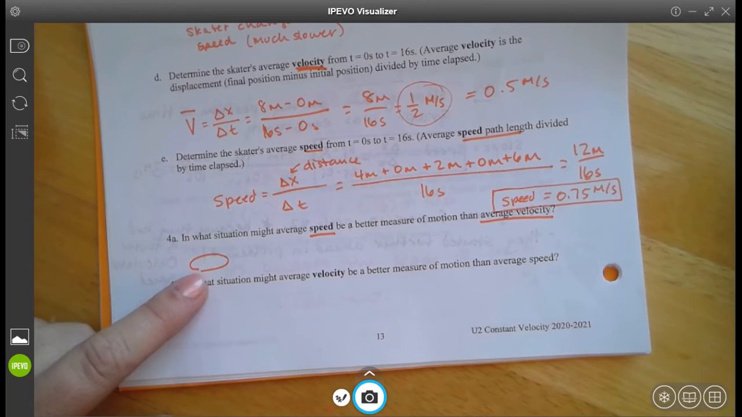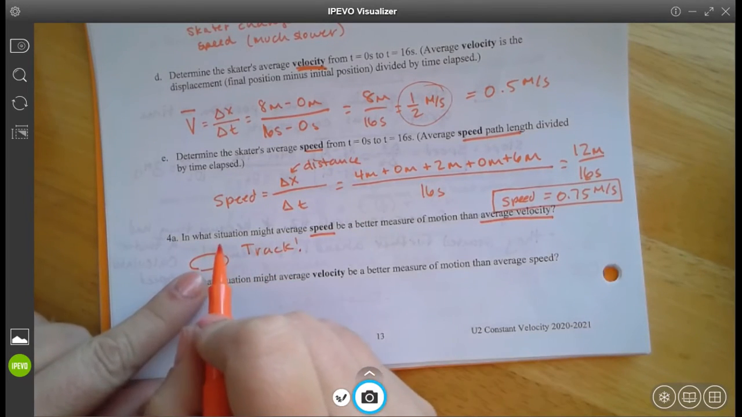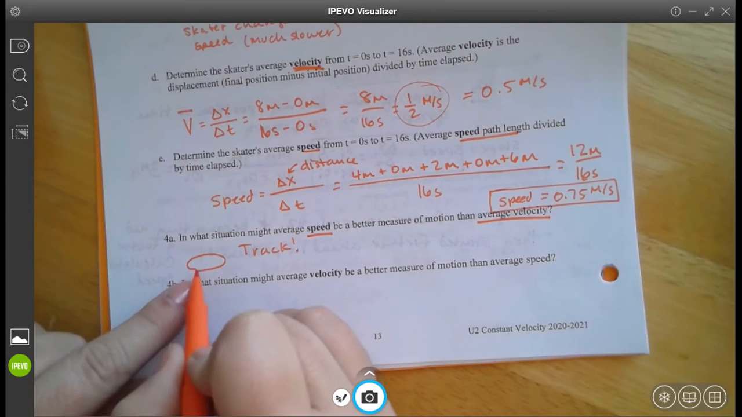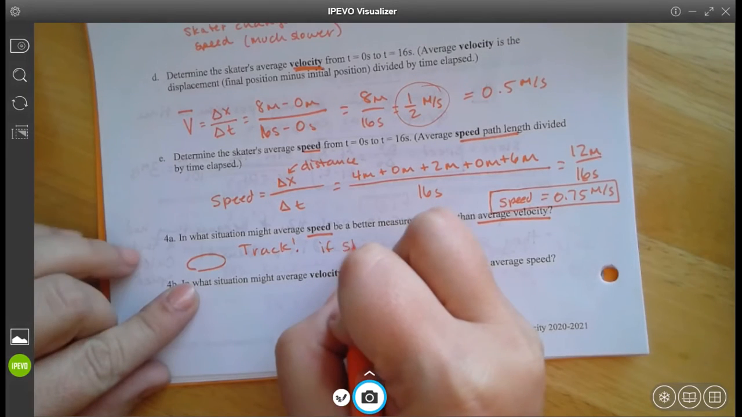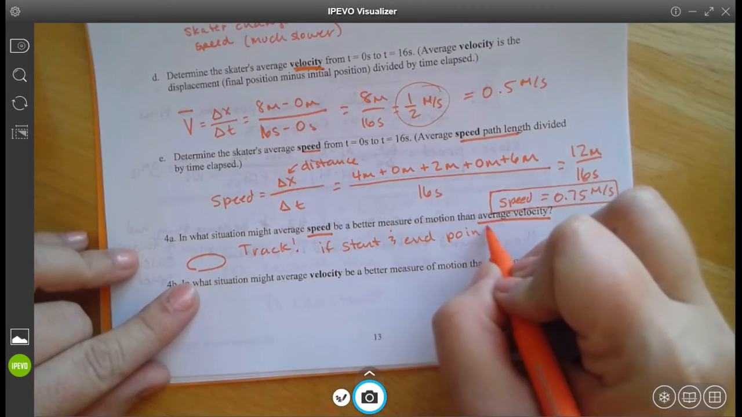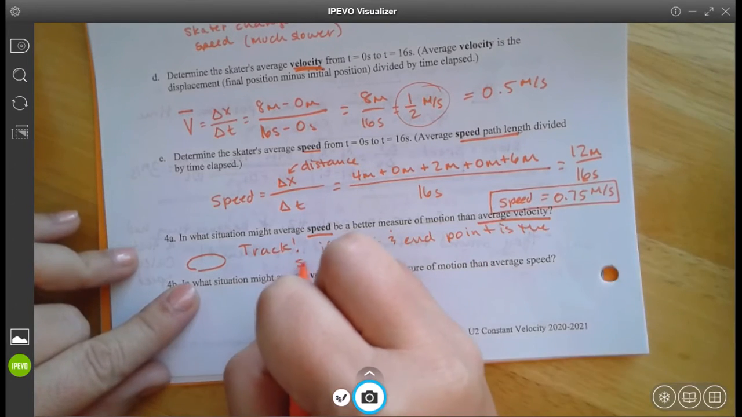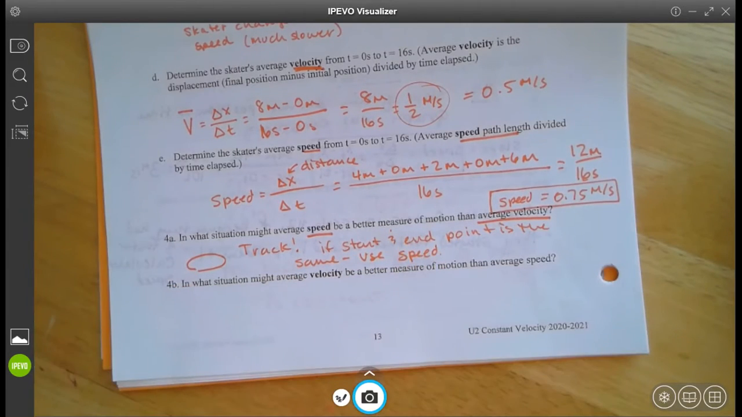I recognize that there are some races where you don't start and stop on the same line. But if you're going to say, I'm going to go around the track one time, and your start and end point is the same, then that would mean your velocity is 0. And so for a track, you don't want to do velocity. You want to look at your speed because you want to include the distance around the track that you ran. So if your start and end point is the same, you don't want to use velocity. You want to use speed, because then you care about the distance that you went around that track.